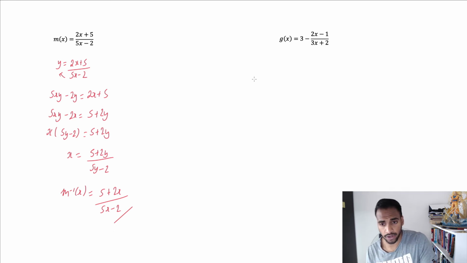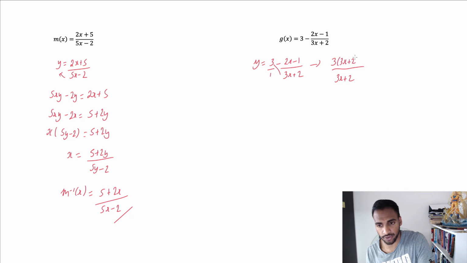Now, the next one, what we're going to do, remember, we're going to say y equals 3 minus 2x minus 1 over 3x plus 2. And we want to simplify this first, right? So we're going to find the lowest common multiple. So that's going to be 3x plus 2. Right, and then we're going to cross multiply. So we're going to have 3 bracket 3x plus 2, and then we have a minus 1 here. So minus 1 times 2x minus 1.